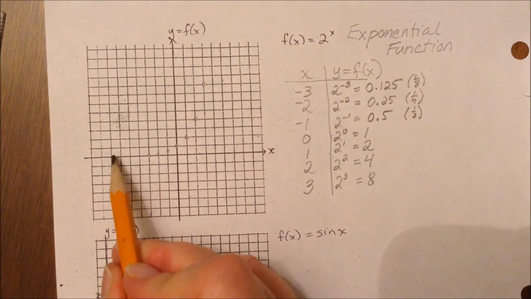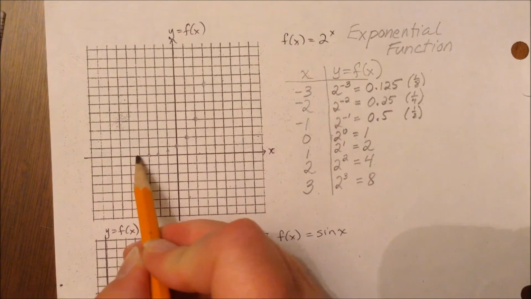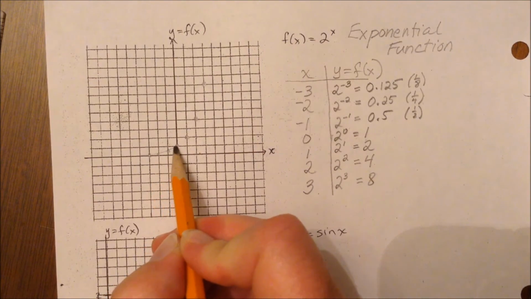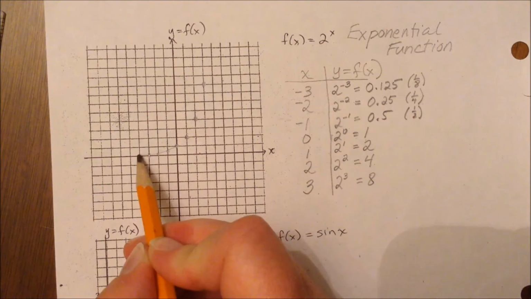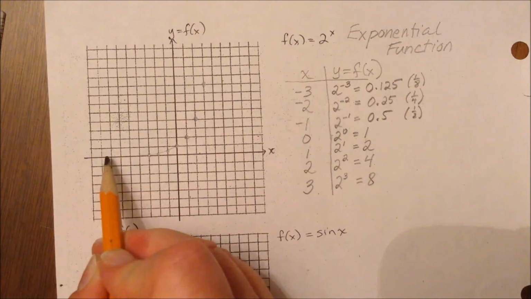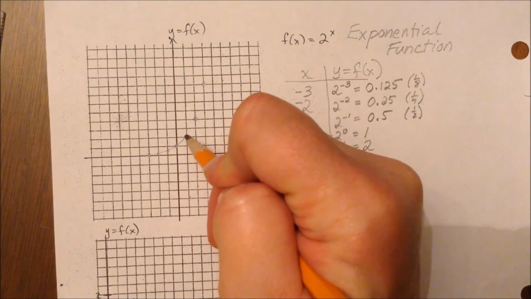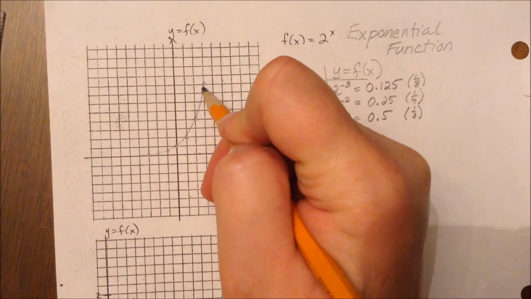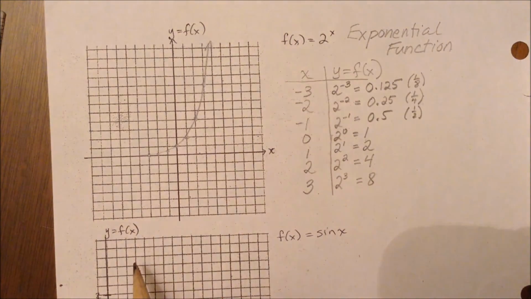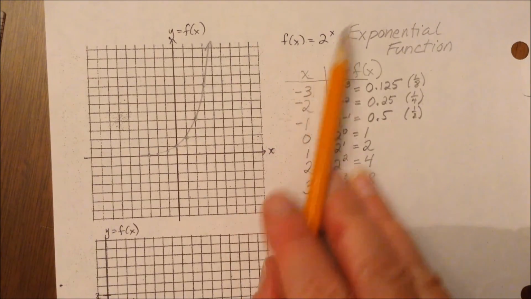So you can see that on the left side of the graph, the curve is very, very close to the x-axis. Almost looks like it's on the x-axis, but it isn't. It's approaching it, but not quite touching. So we do have an asymptote on the left side of the graph here. Then the curve goes upward, and it becomes very steep very quickly. So this is our exponential function. Basic one is f of x equals 2 to the x.